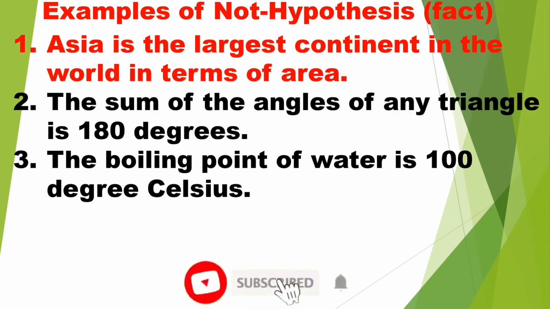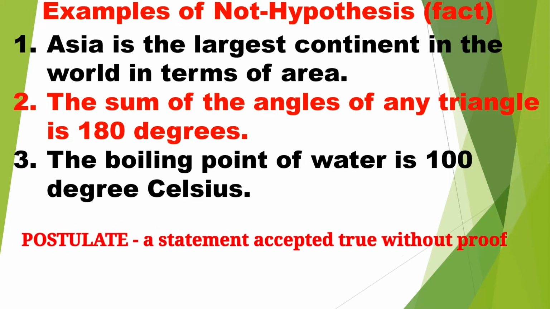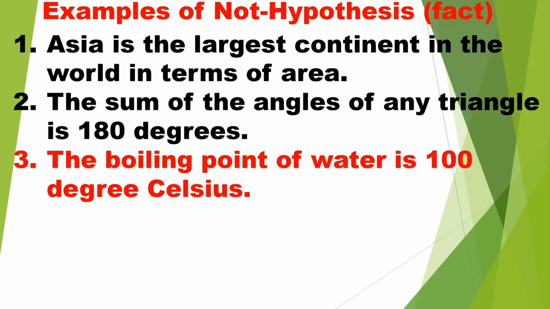Next are examples of not hypotheses. Number 1, Asia is the largest continent in the world in terms of area. We all know it is not a hypothesis because it is a fact. Number 2, the sum of the angles of any triangle is 180 degrees. Also, this is not a hypothesis. This statement does not need to be proven because it is a postulate. Number 3, the boiling point of water is 100 degrees Celsius. Again, this is not a hypothesis. This is a scientific fact.